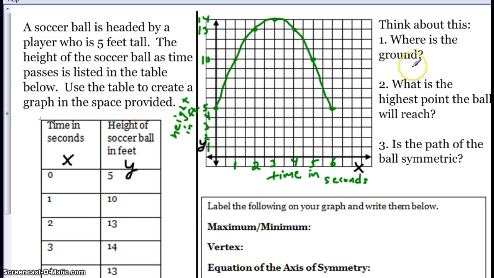Okay, so the ground, you should have determined that the ground here is at 0 feet. Anytime you think of the ground, it has no height. So the ground is at 0 feet. So right here is the ground, any point here. The highest point the ball will reach, this is our maximum point. If you look at the data, it shows that at 14 feet, at 3 seconds, the highest the ball is 14 feet.